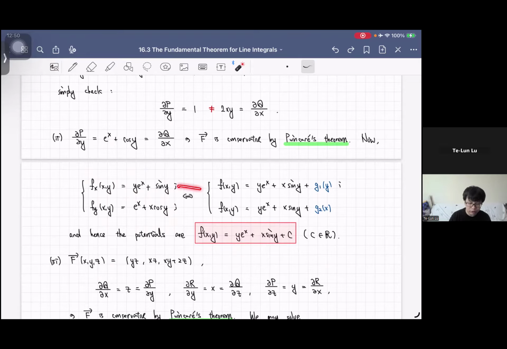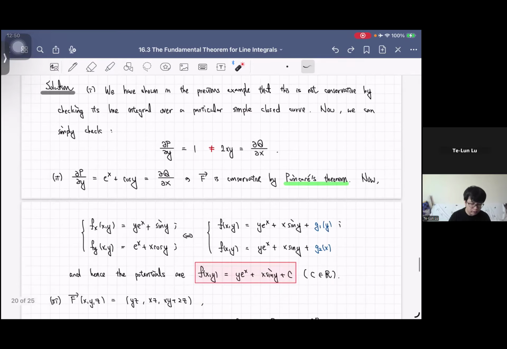In this case, we do the partial integration with respect to x, and you get y e^x plus x sine y, and a constant term with respect to x, which is any function of y. The same thing happens for the second line. You get again y e^x plus x sine y plus a function of x. So we see that these two functions must be an absolute constant, meaning that f of x, y, the potential, should be written as y e^x plus x sine y plus some absolute constant c. These are all the potentials for these vector fields.